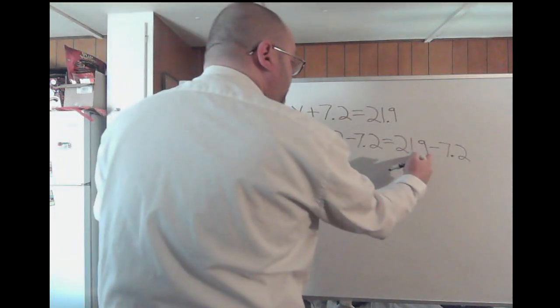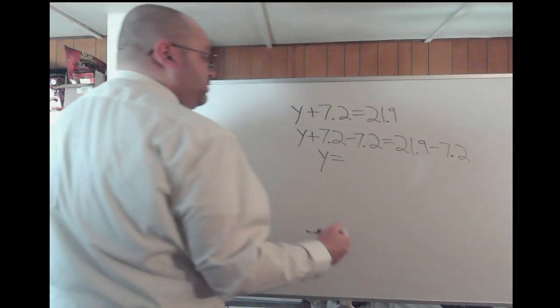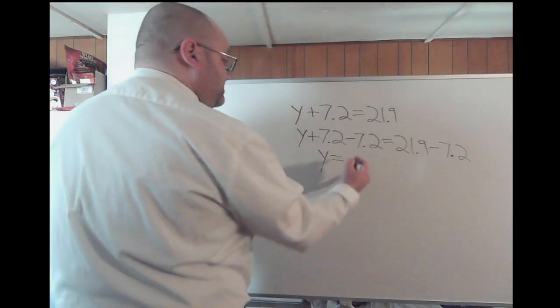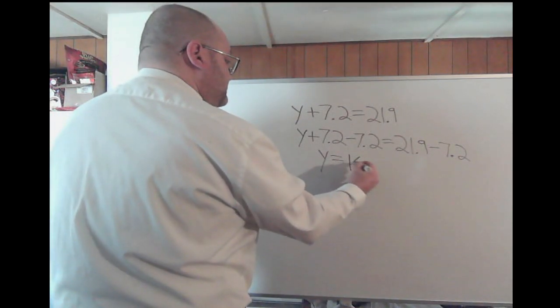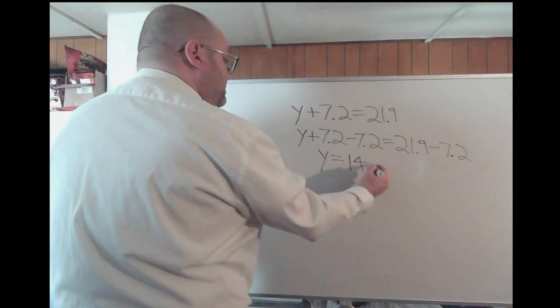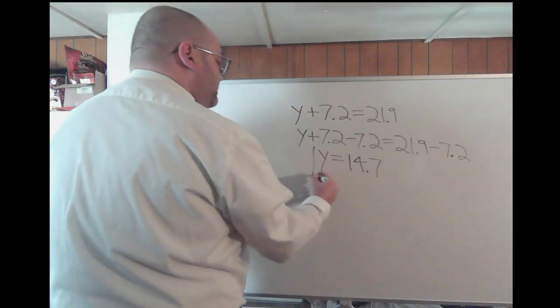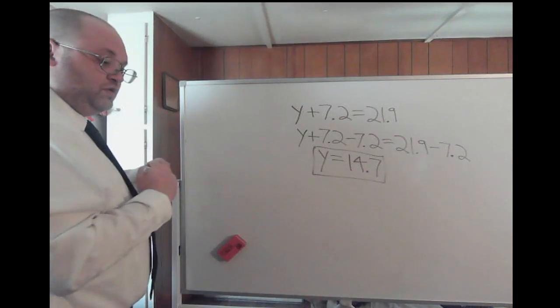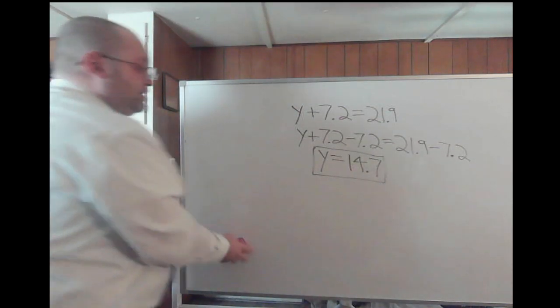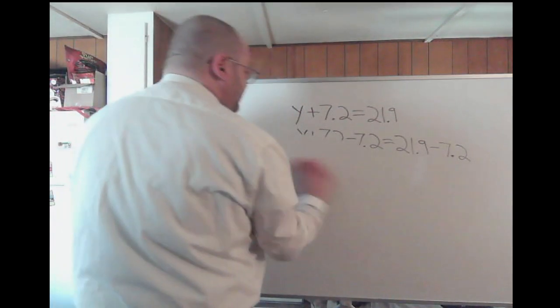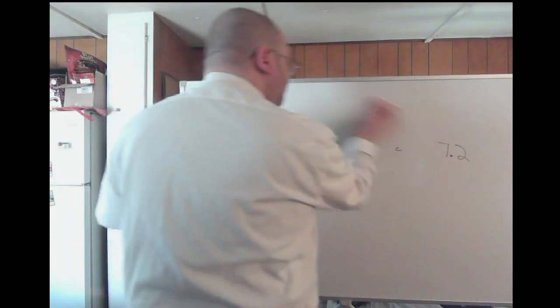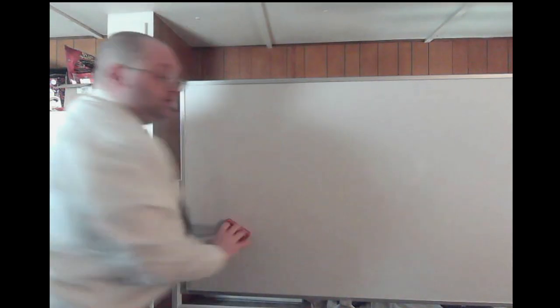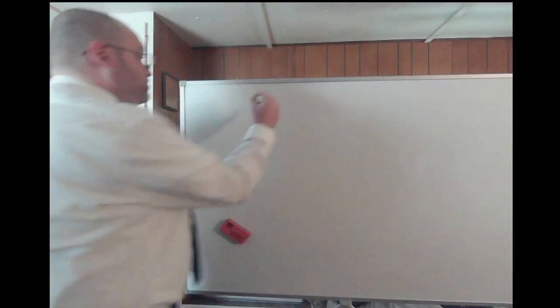Now we got to figure out what 21.9 minus 7.2 is. I just know it's going to be 14.7. That would be your answer. So y is 14.7. I could have put it into the calculator, but I did that one in my head. So really these aren't bad. They're just like your conventional variable equations.